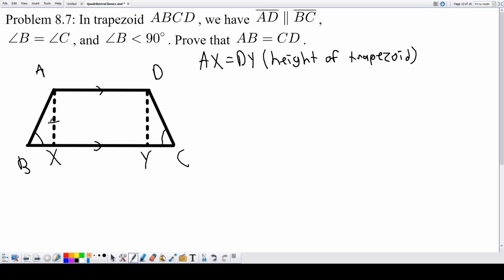So those lengths are the same. We also know that they make 90-degree angles. And what do you know? We have angle side congruence. So triangle ABX must be congruent with triangle DCY by angle side congruence.